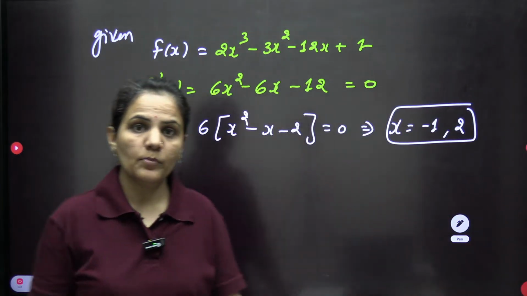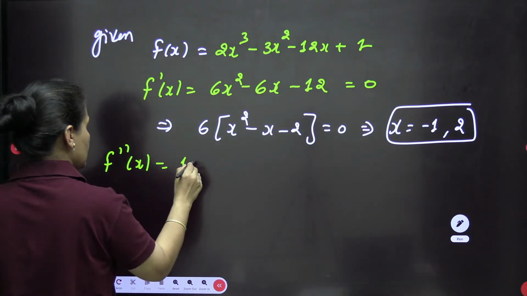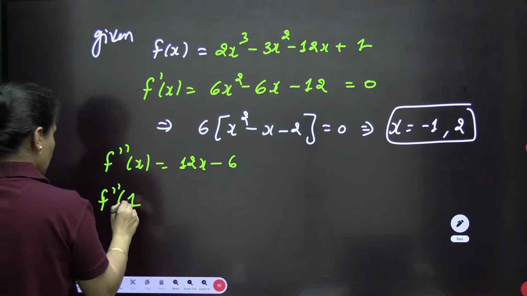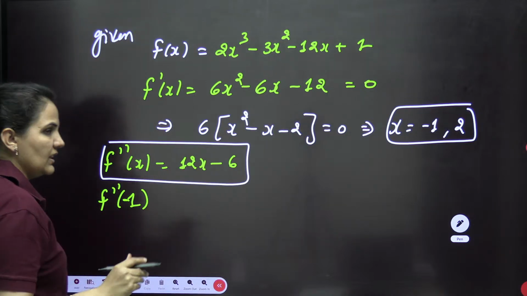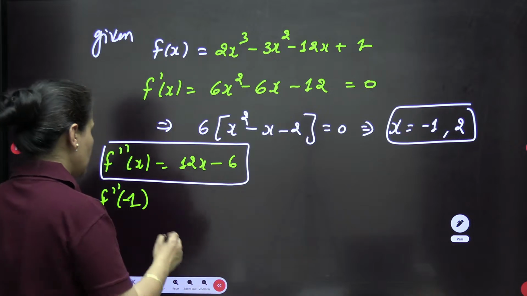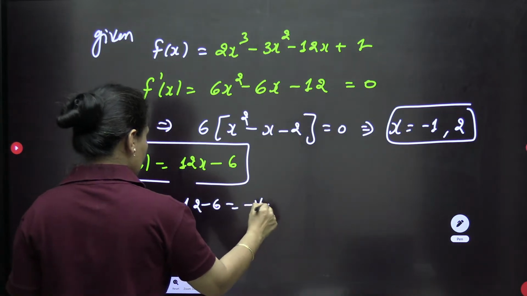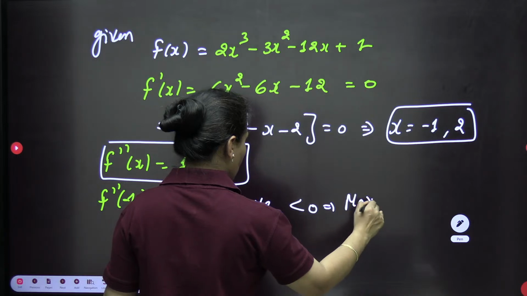Now at these 2 points, what we need to do? Let's find out the second order derivative f double dash x, which is 12x minus 6. Let's go with f double dash at minus 1. I am checking the value of the second order derivative at the available points minus 1 and 2. At minus 1, this is negative, means minus 12 minus 6. My result is negative. It means this is less than 0, it means it is talking about maxima.